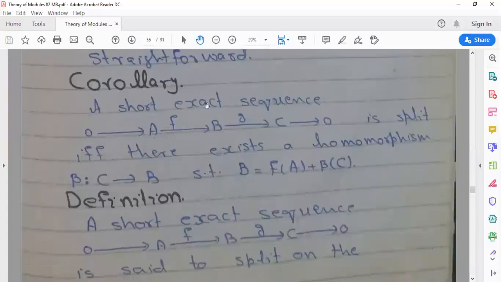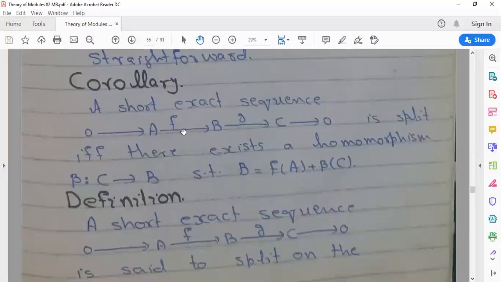After this, we have studied another corollary. A short exact sequence 0 to A, where F is a function from A to B, and G is a function from B to C, and C to 0, is split. This is basically a short exact sequence. It is split if there exists a homomorphism beta from C to B such that B is equal to F of A plus beta of C.